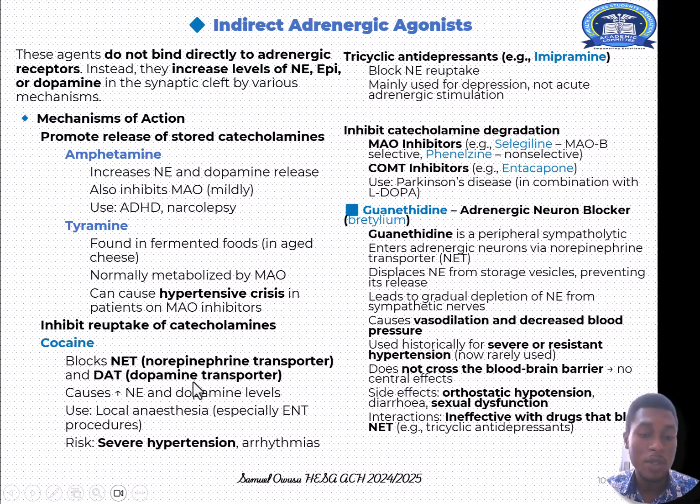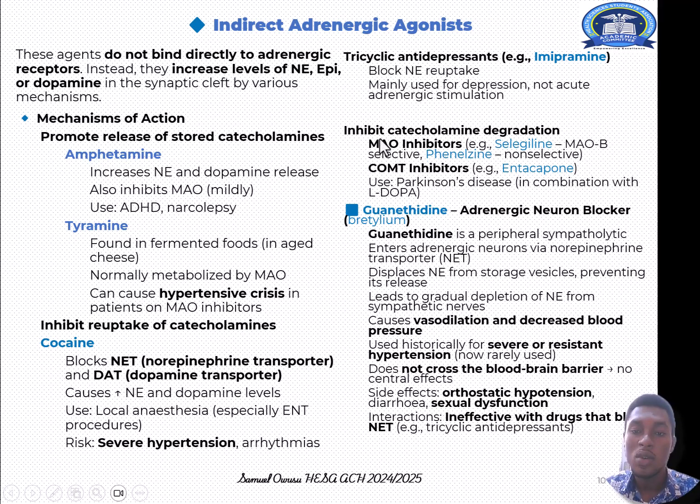transporter and dopamine transporter as well. This will cause increased levels of norepinephrine and dopamine in the synaptic cleft, and we use it in local anesthetic conditions, especially in ENT procedures, and they tend to cause severe hypertension and arrhythmias. Okay. Then we have the tricyclic antidepressants like imipramine. They also block the NE reuptake and is mainly used for depression.